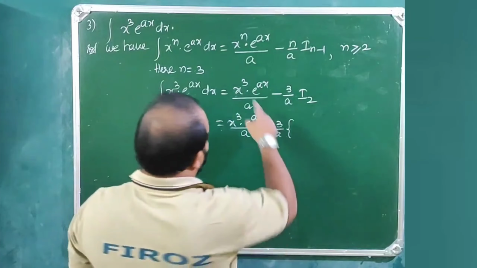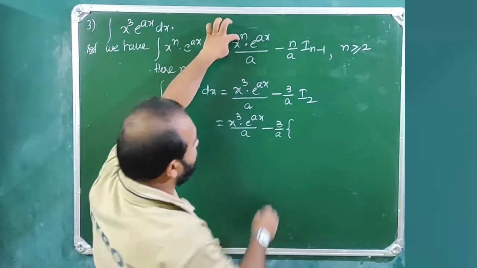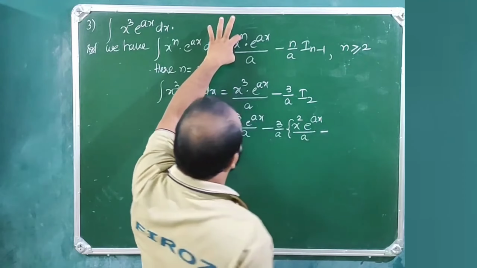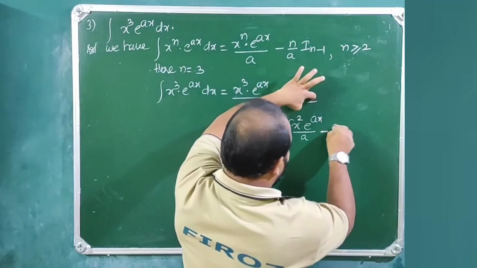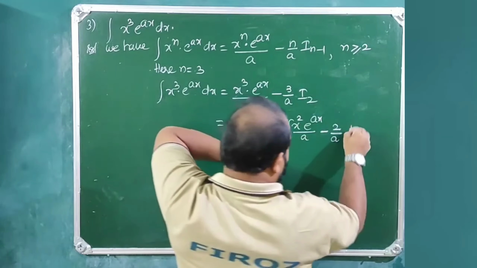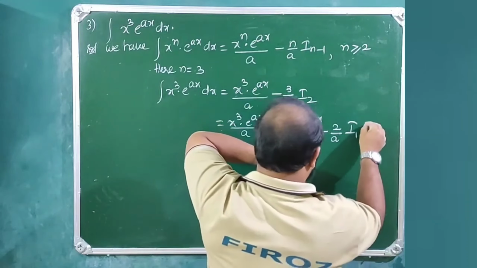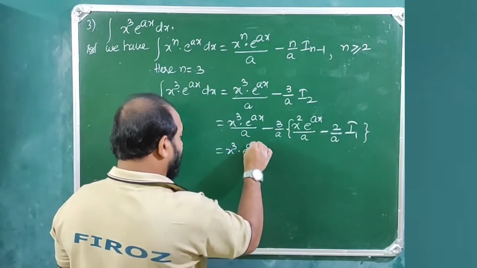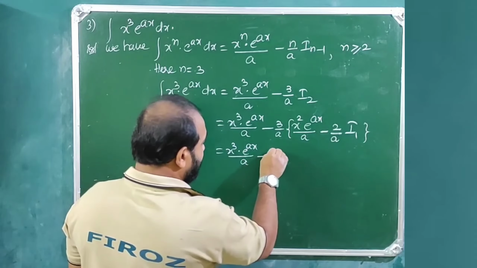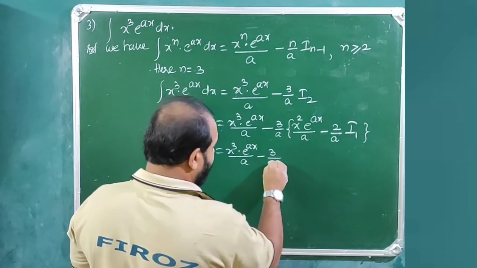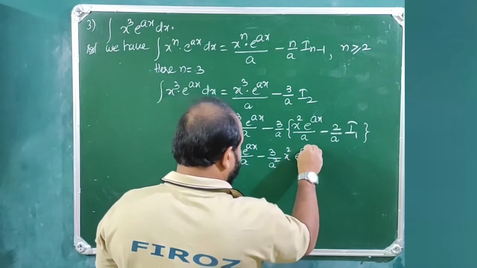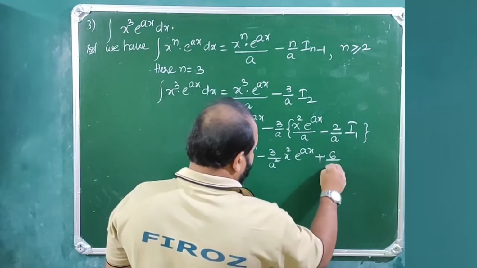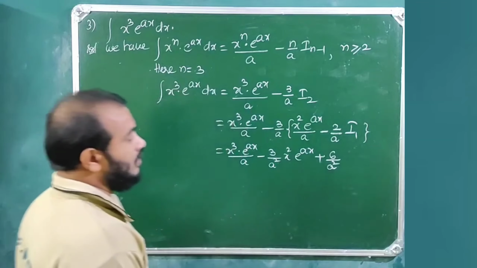So now in the place of n, 2 can be substituted here. So x square e power ax by a minus n by a. N value is 2, so 2 by a I, 2 minus 1 is 1. So this is equals to x cube e power ax by a minus 3 by a into a is a square into x square e power ax minus into minus plus 3 2s are 6 by a square into I1.